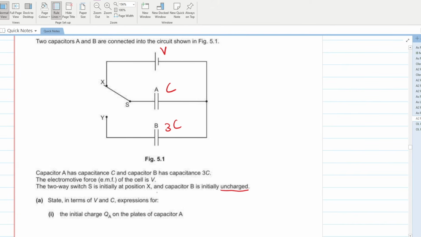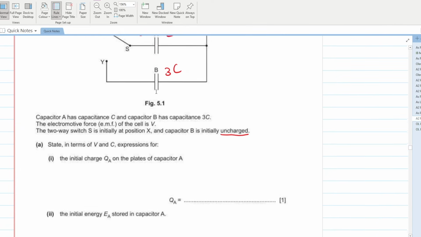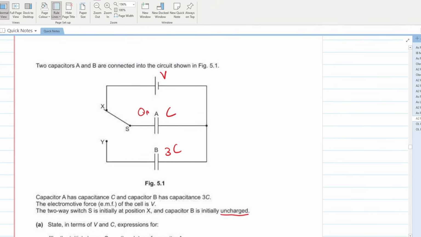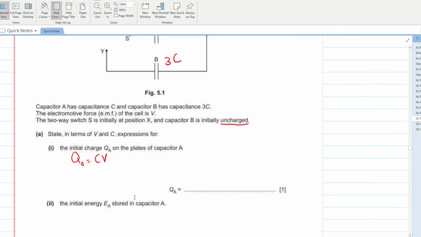State in terms of voltage and capacitance the expression for the initial charge QA on the plates of capacitor A. You have to calculate the charge QA. How will you do that? Very easy. Charge किसके equal होता है भाई? Capacitance into voltage. So this is your answer. The charge at A will be equal to the capacitance C multiplied by the voltage.